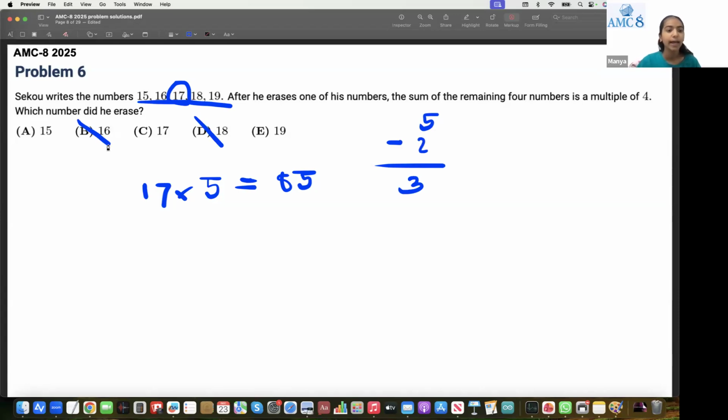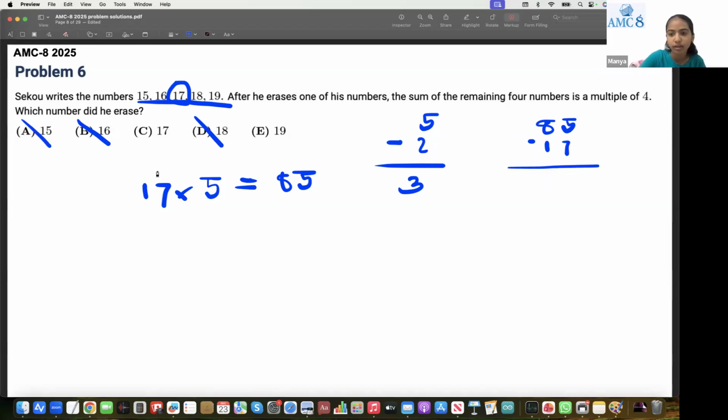Now we're left with A, C, and E. Suppose that it's A. So we would do 85 minus 15, which will be giving us 70. But 70 is not a multiple of 4, so that cannot work. How about we try maybe C? So 85 minus 17 is equal to 68, and 68 is a multiple of 4. 4 times 17. So C might be our answer choice.